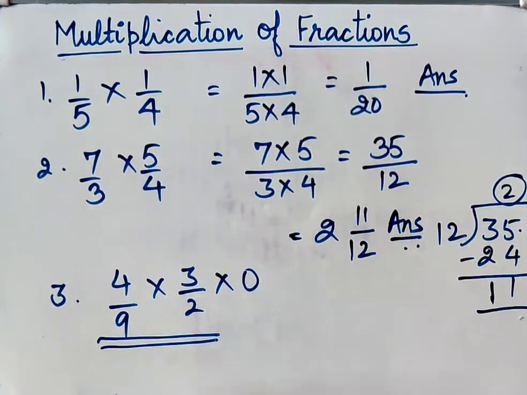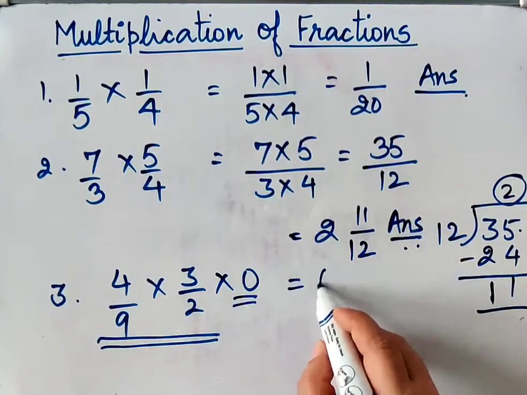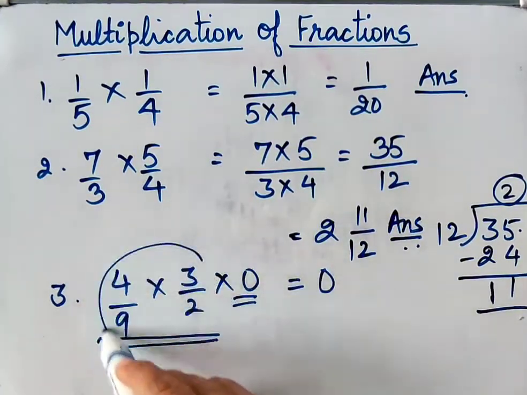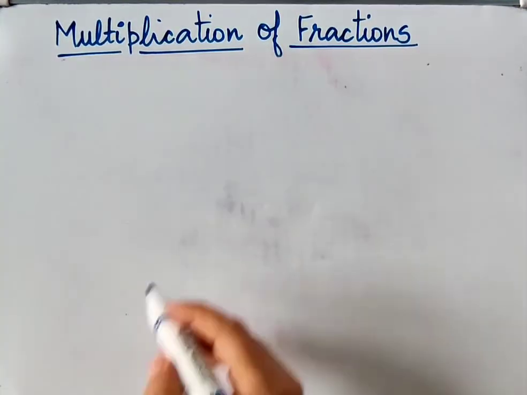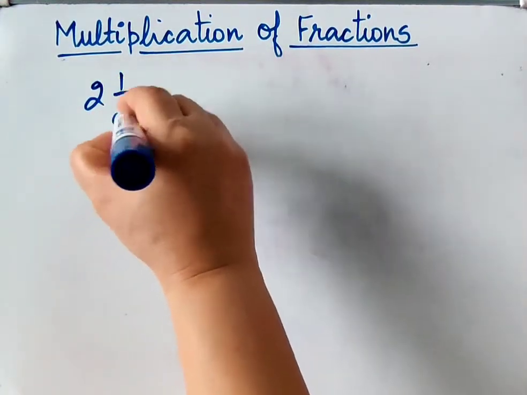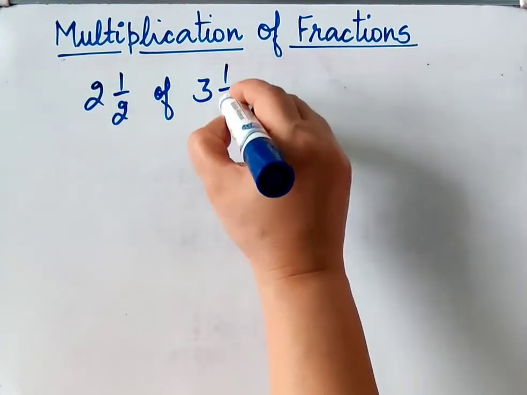Third is given to us 4 by 9 into 3 by 2 into 0. Simply any fraction multiplied by 0 will give me 0. So if you multiply these two fractions and you multiply the result by 0, you will get the answer as 0.